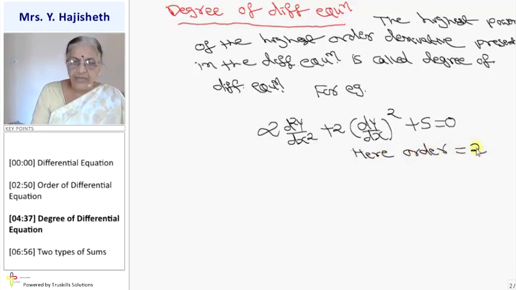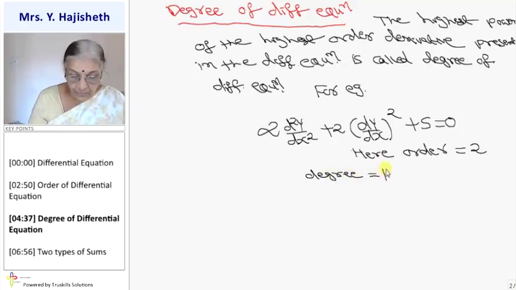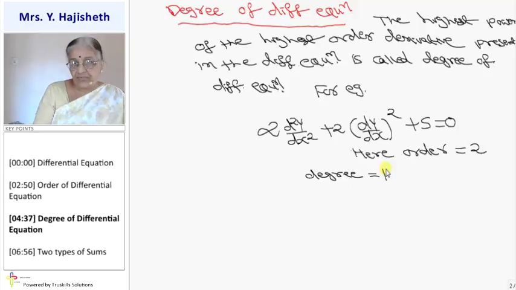And what is the degree? Degree is not 2. The power of dy by dx is 2, but the power of the highest order derivative, d square y by dx square, is only 1. So here the degree is 1, because it is the highest power of the highest order derivative present in the equation.